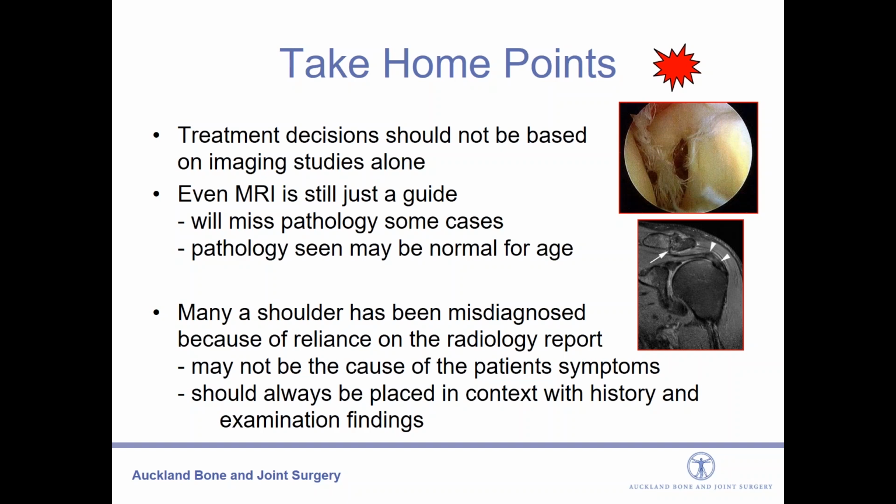So it is still a guide, and as I said, pathology may be normal for age, and that's where overuse of MRI can be a bit dangerous too, because if I MRI'd my shoulder, I'm sure there's going to be a lot of pathology there, but it doesn't matter because I don't have symptoms. It's not an issue for me. And as I said, many a shoulder has been misdiagnosed because of over-reliance on the radiology report. And we have the same issue at times with applications for ACC, because the radiology report holds a lot of weight. And so trying to get across to understand some of the subtleties there is what we're trying to achieve as well.